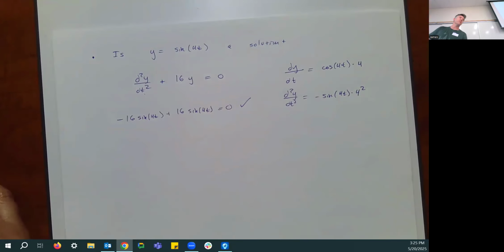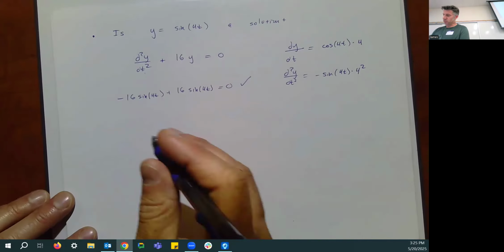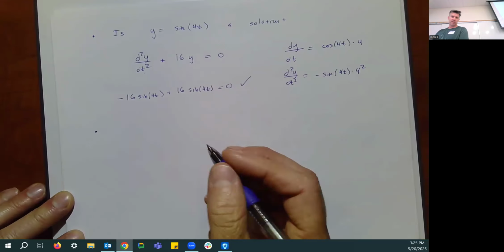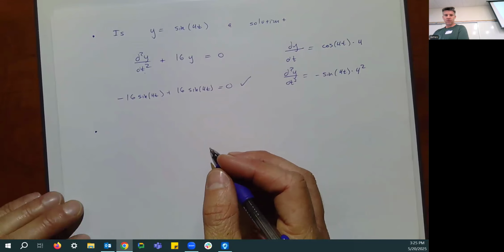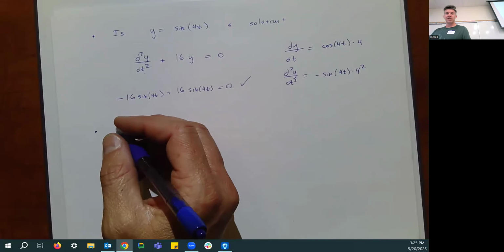It's not the only solution. Cosine of 4t would also be a solution. Kind of neat. I think we have two more to look at before we go back to those stuff. So yeah. This one's a little bit different.